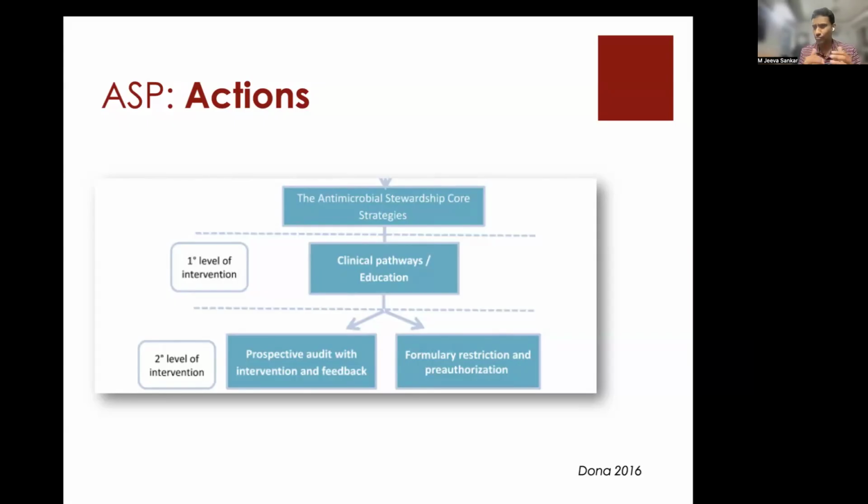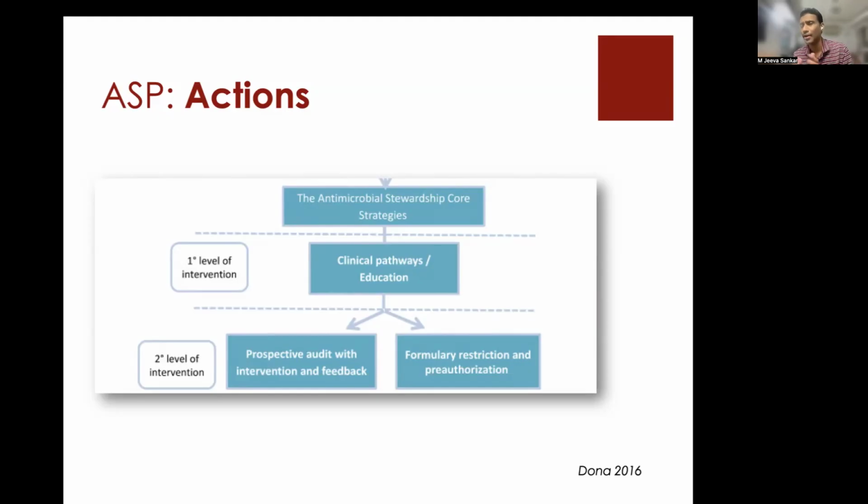The second level of intervention, which is what I'm going to talk about, is prospective audit with intervention and feedback. That means if somebody is starting antibiotics, then the next day or that week, there's an audit of that. Okay, why was this baby started on antibiotics? Which antibiotic did you choose? Why did you choose it? So there is a prospective audit, and with intervention feedback provided to the treating team, there is a continuous learning process, and slowly the antibiotic policy becomes much more manageable. But we'll talk about that in the subsequent slides, I suppose.